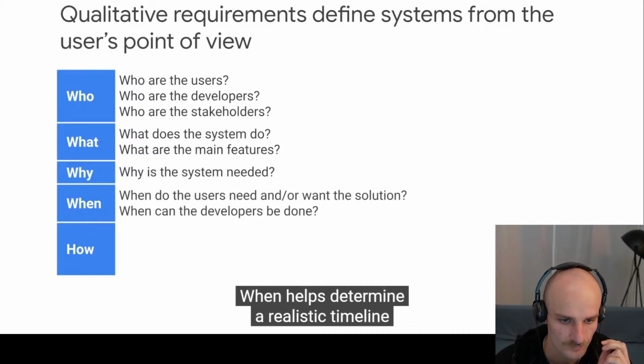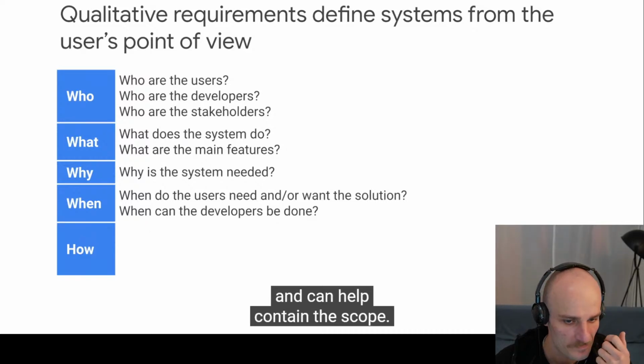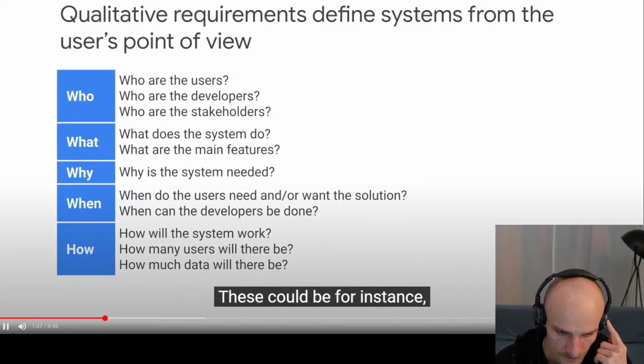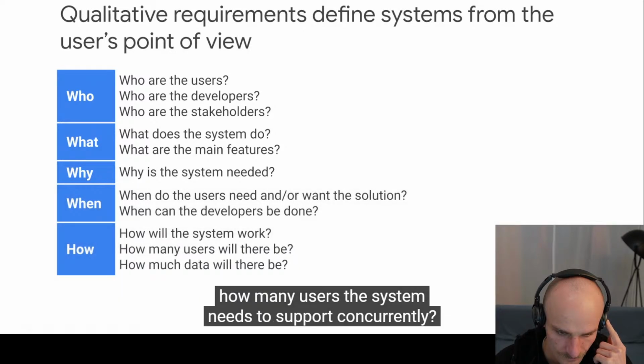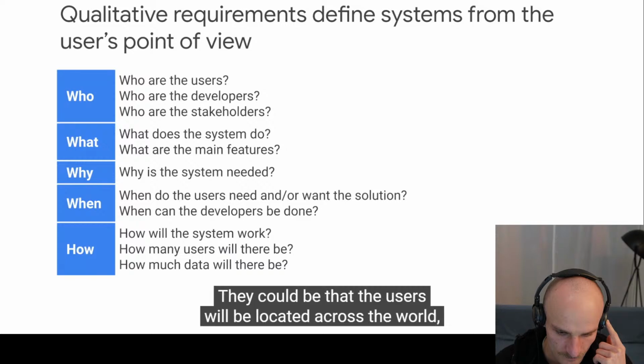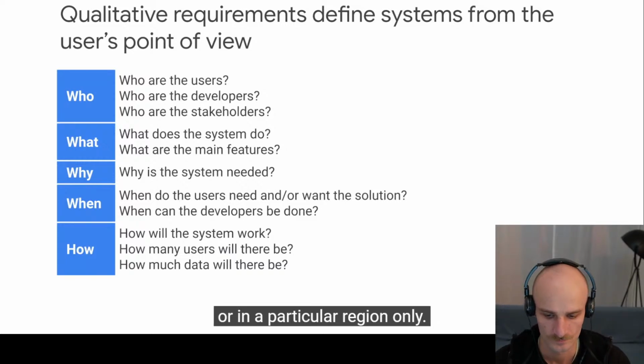When helps determine a realistic timeline and can help contain the scope. How helps to determine a lot of the non-functional requirements. These could be, for instance, how many users the system needs to support concurrently, what the average payload size of service requests is, and whether there are latency requirements, etc. They could be that the users will be located across the world or in a particular region only.